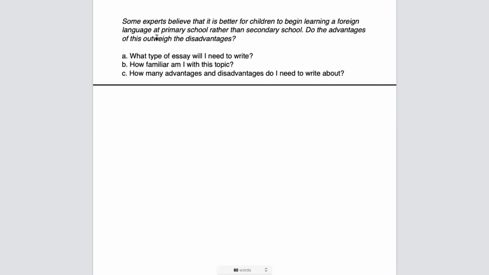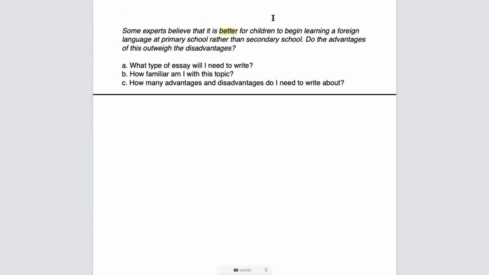So, some experts believe that it is better, I'm going to go ahead and underline this. For children, now this is our subject, so I'm going to underline that, to begin learning a foreign language. And this is important because it talks about the subject that we're going to be thinking about. So foreign language at primary school rather than secondary school. So these are the two varying points of the question. And of course, do the advantages outweigh, very important word, the disadvantages?